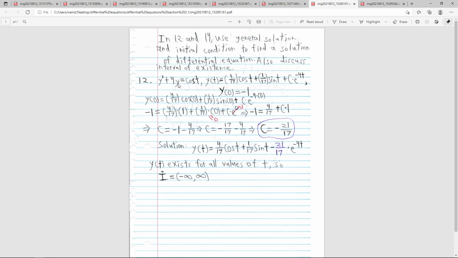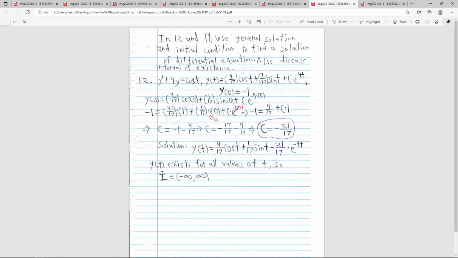So we have y prime plus 4y equals cosine t, and y at t equals 4/17 cosine t plus 1/17 sine t plus c times e to the negative 4t, and y of 0 is equal to negative 1. So we plug in 0 for t, so y of 0 equals 4/17 cosine 0 plus 1/17 sine 0 plus c times e to the negative 4 times 0 power. E to the 0 power is just 1, so basically this becomes plus c, as we'll see.